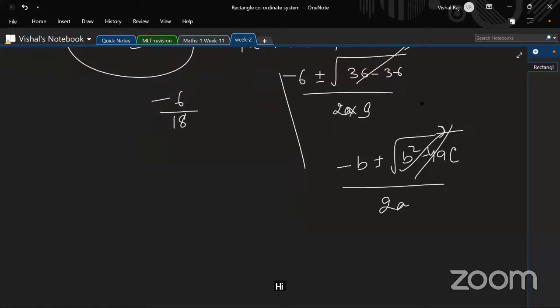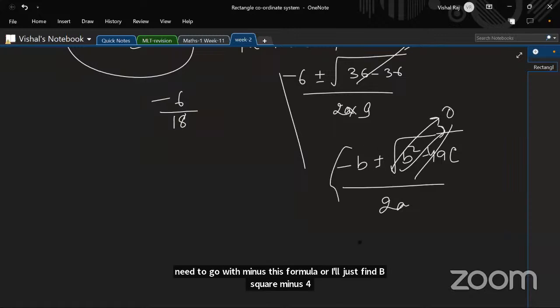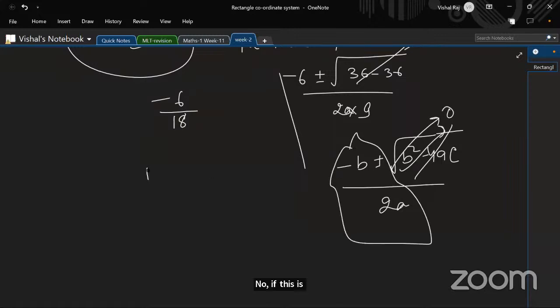Okay. Correct. So for this particular example, do I need to go with this formula, or I'll just find b square minus 4ac? If this is 0, then only you can say that both roots are same. If D is positive, then both roots are not same, you'll be getting two different roots.